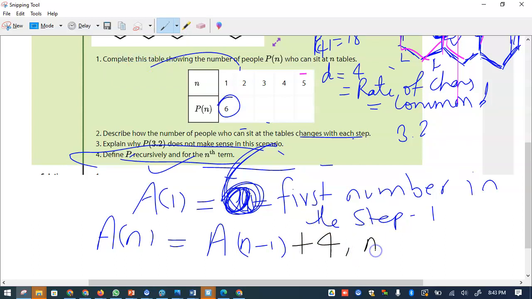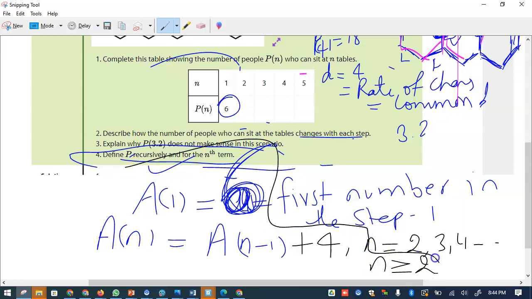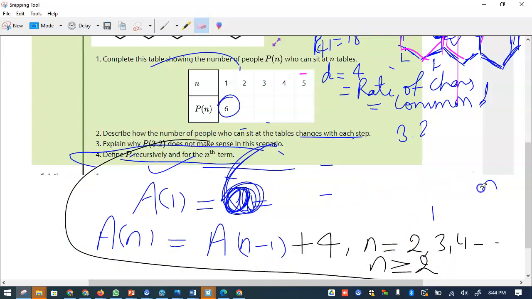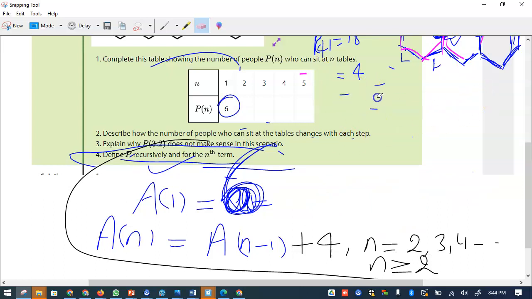But remember, you need to write n greater than 2, 3, 4, like that way, or you just write n greater than or equal to 2 and you're done. So this is all you're supposed to write for this part. This is the recursive definition. And if we want to write the explicit formula, we can write that too. And how to write the explicit formula, check the charts.